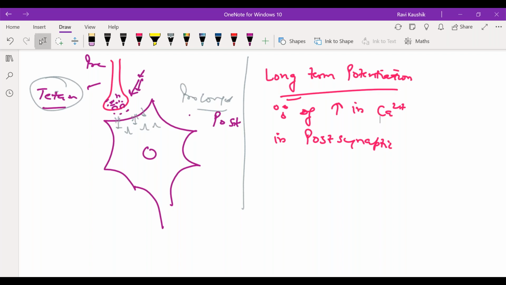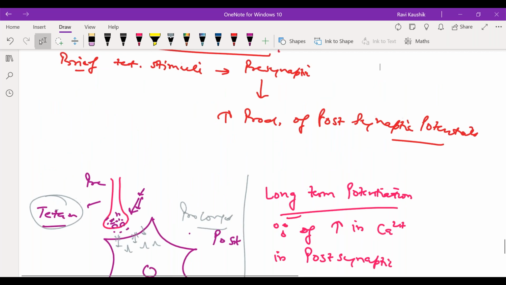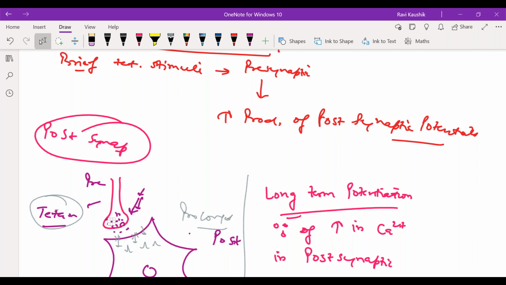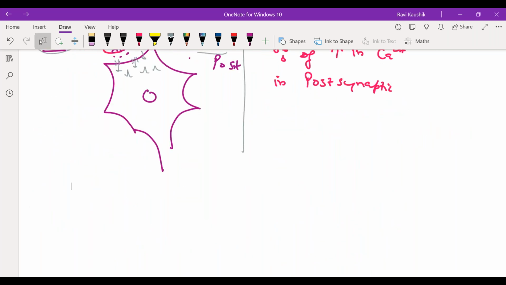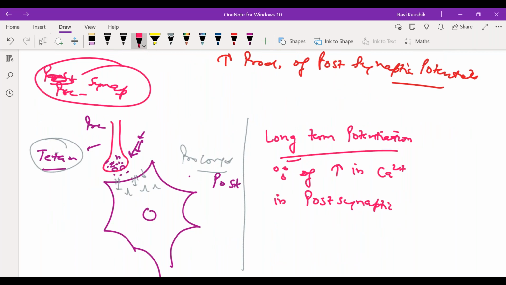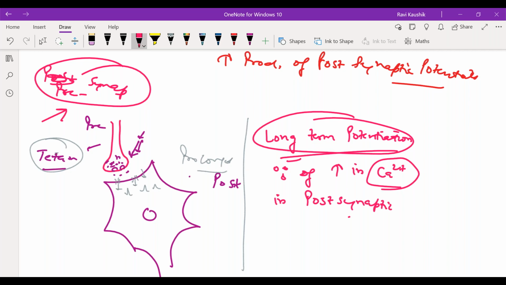Sorry, this is presynaptic, and this is post-tetanic potentiation. So in post-tetanic potentiation the site of calcium accumulation is the presynaptic membrane, and in long-term potentiation the site of calcium accumulation is the postsynaptic membrane, you can say, right? So in the postsynaptic neuron there is increased calcium, right? So this is the difference. Where does it happen? Very commonly it happens in the hippocampus.